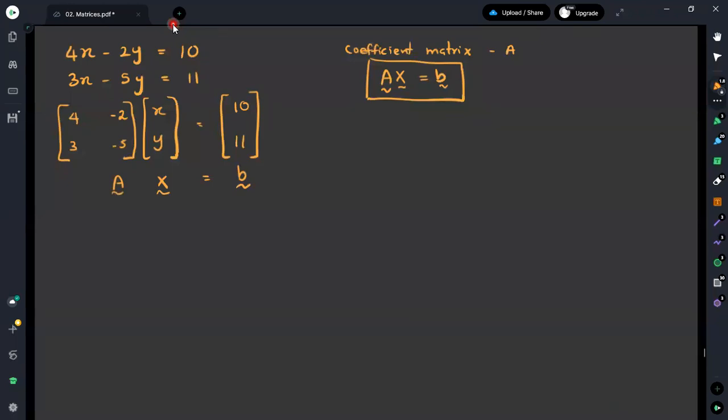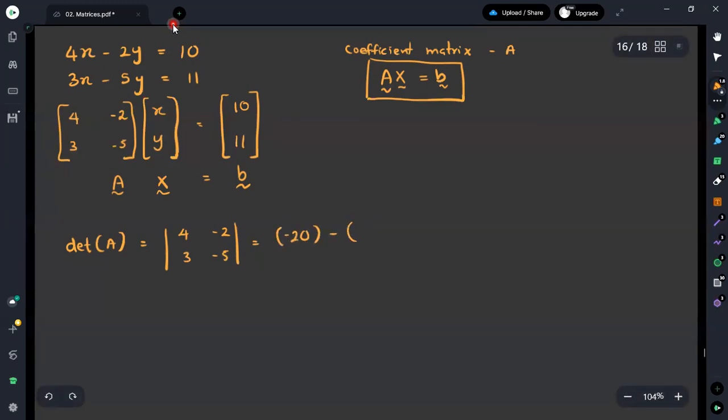After converting it into matrix form, you need to obtain the determinant of the matrix A. You can write down the values as 4, -2, 3, -5. Taking the difference of the cross products, 4 times -5 is -20, minus 3 times -2 is minus -6. Altogether you get -14, which is not equal to 0.